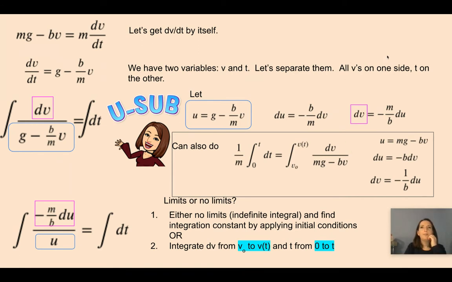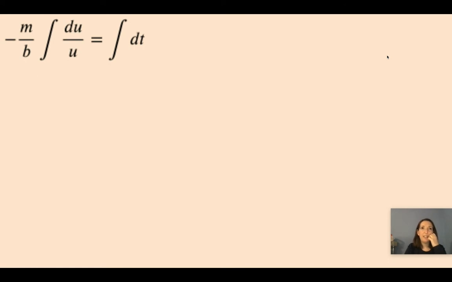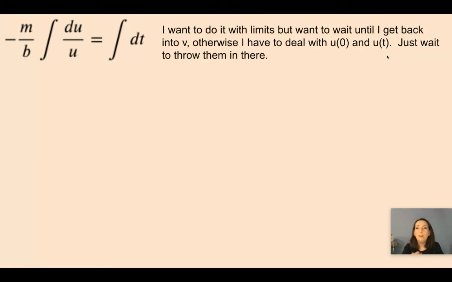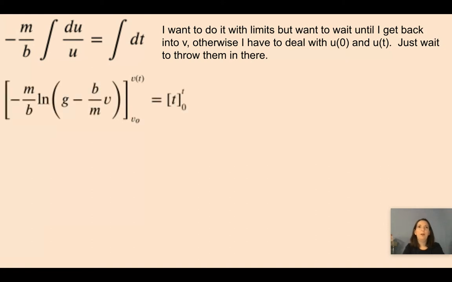Groovy. So this is the equation that we ended with: negative m over b, integral of du over u, equals the integral of dt. My favorite way is not the indefinite integral; I like to do the one with limits. But right now I'm integrating with respect to u, so I don't want to put limits here, because then they would have to be the value of u at 0 and the value of u at t. That's just unnecessarily annoying. So I'm going to wait until I get back in v land, and then I'll throw my limits in there.